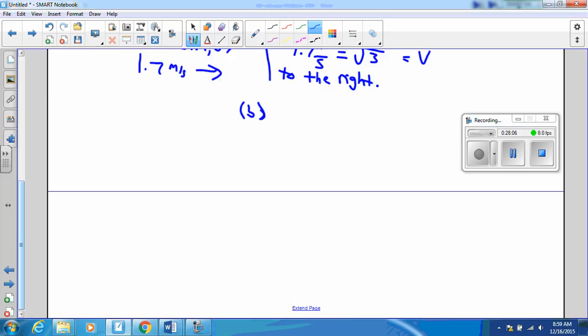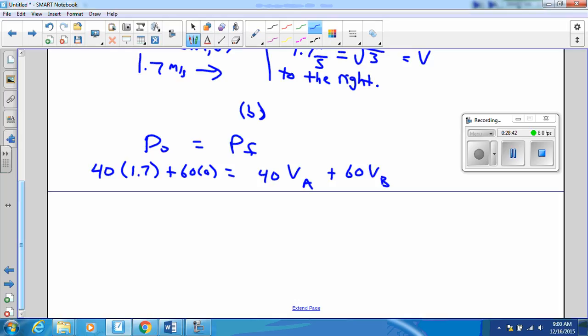Okay, so we have a totally elastic collision, and at that point, our 2 tools for totally elastic collision come into play: conservation of momentum and conservation of kinetic energy. So here we go. We just write P initial equals P final, and so that means that mass 1 is 40. Notice that my units are grams, but that's okay. 40 times 1.7 meters per second, plus 60 times 0 has to equal 40 times, let's call it VA, and 60 times VB.